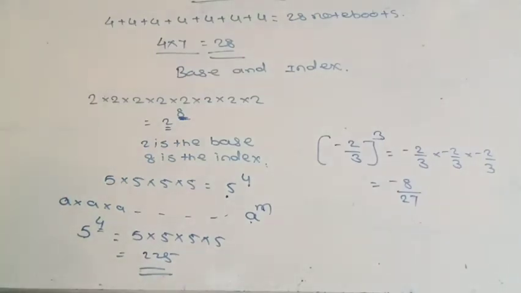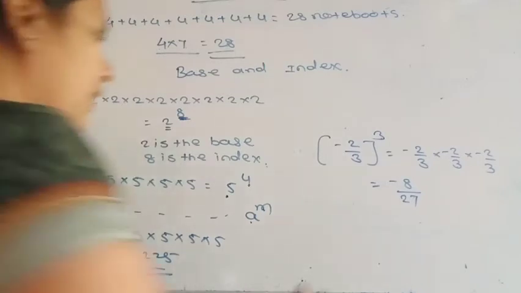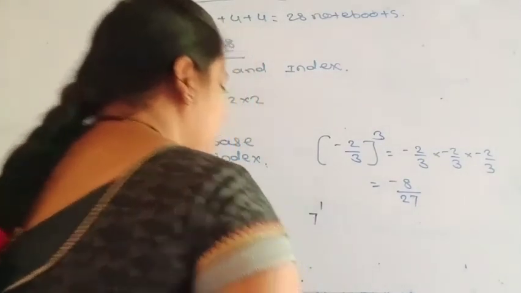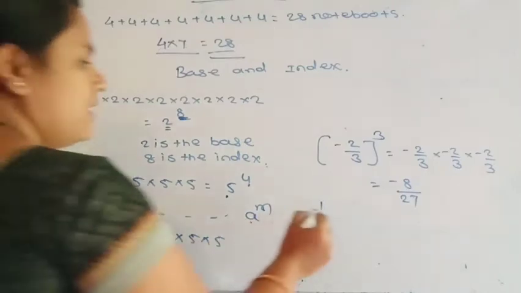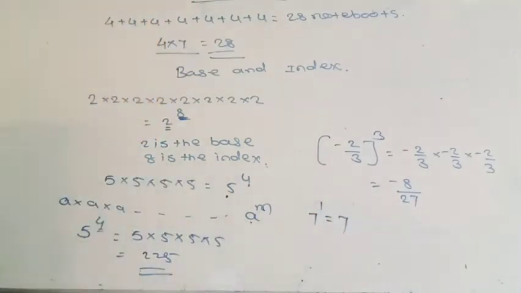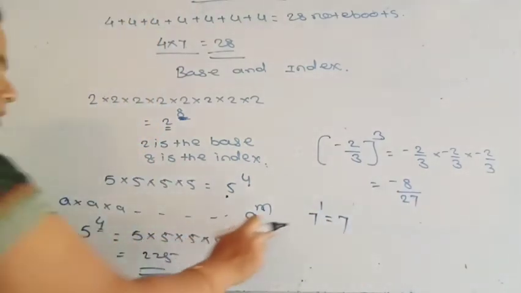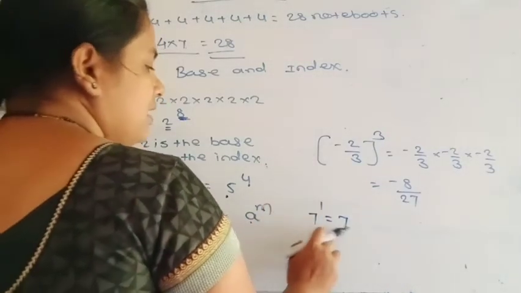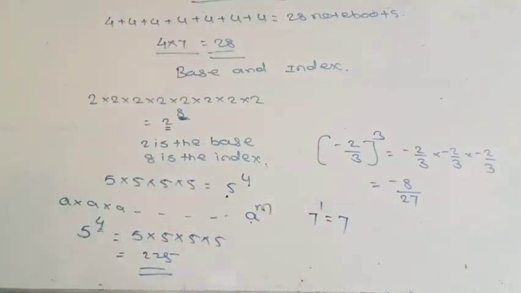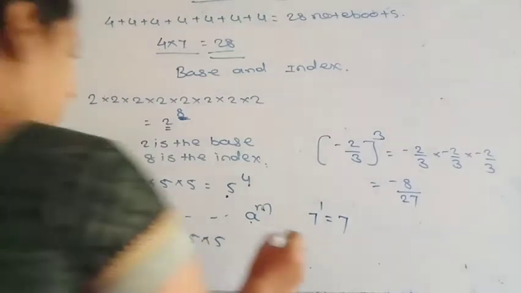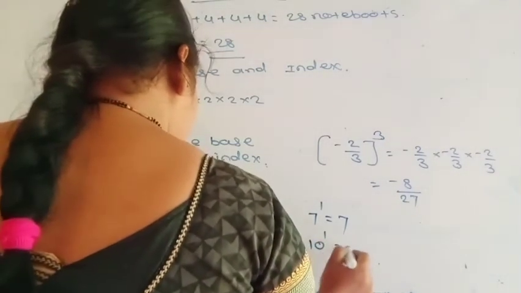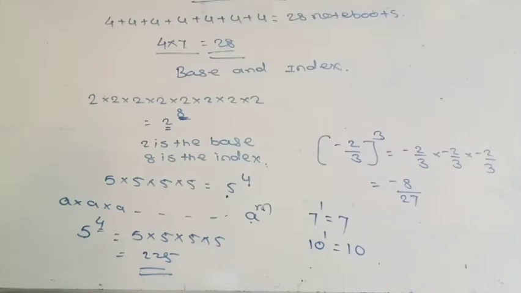Note that 7 index 1 is equal to 7. Any number with index 1, the answer is only that number. Again, one example: 10 index 1 is equal to 10.